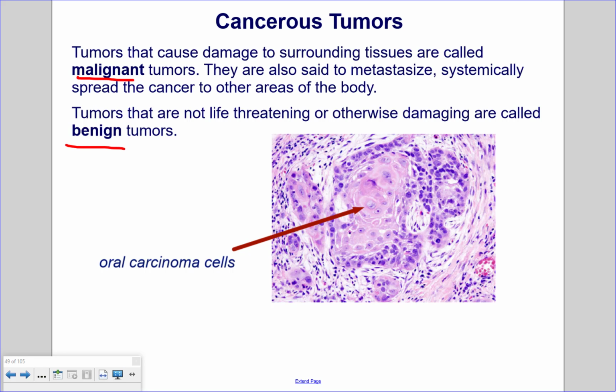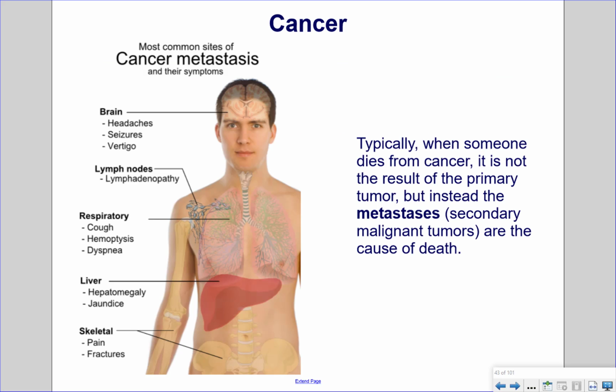In this picture, we have oral carcinoma cells. This mass of cancer cells right here do not have any kind of contact inhibition, so they just continuously grow into a crowded ball of cells. Cancer. Typically, when someone dies from cancer, it is not the result of the primary tumor, but instead the metastases, or the secondary malignant tumors, are the cause of death.